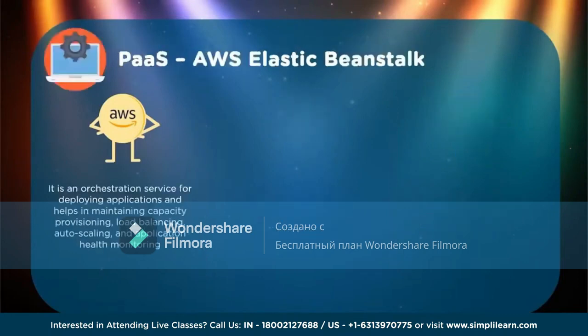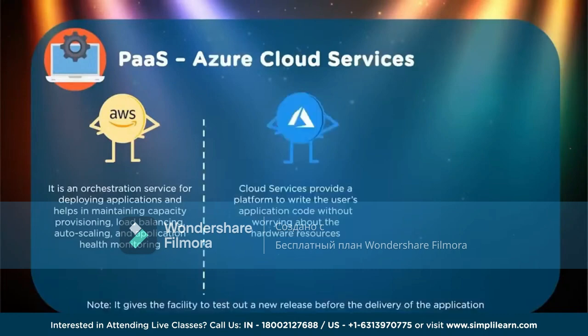Now let's talk about Platform as a Service or PaaS services. For AWS, Elastic Beanstalk is an easy-to-use service for deploying and scaling web applications and services developed with Java, .NET, Node.js, Python, and much more. It is used for maintaining capacity, provisioning, load balancing, auto-scaling, and application health monitoring. The PaaS backbone utilizes virtualization techniques where the virtual machine is independent of the actual hardware that hosts it. Hence, the user can write application code without worrying about the underlying hardware.